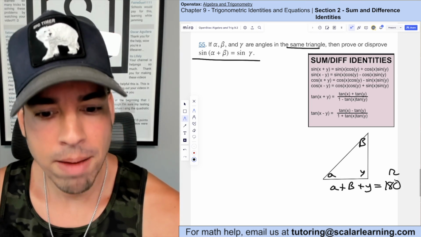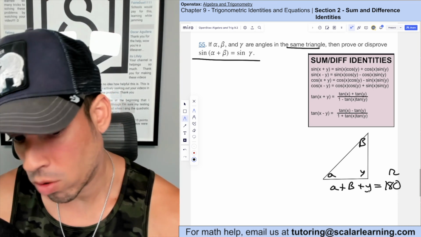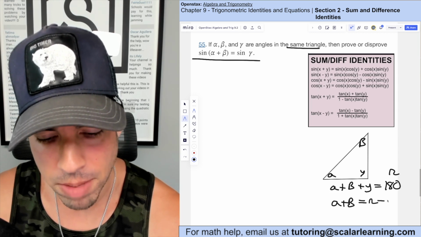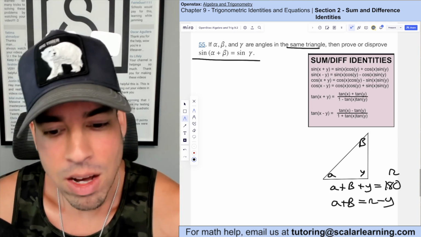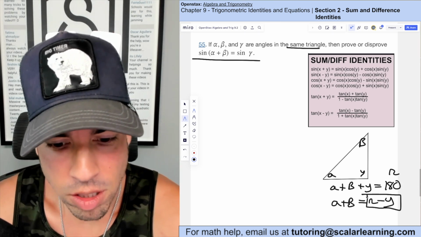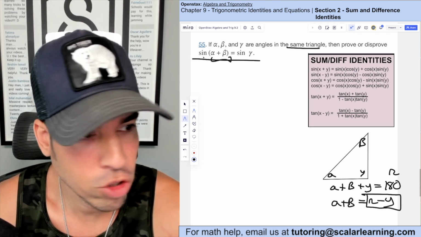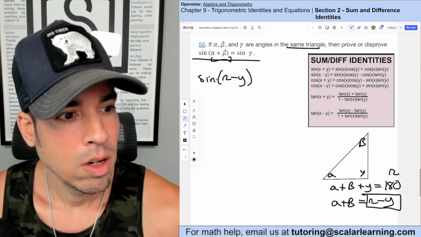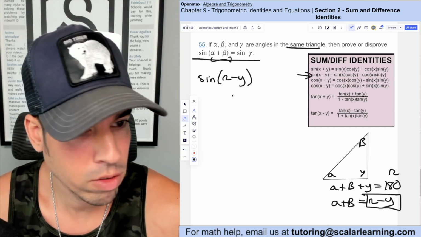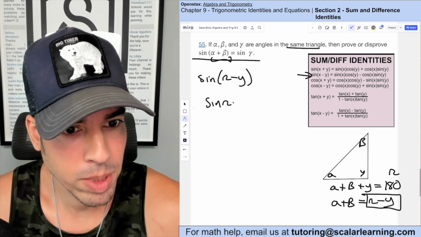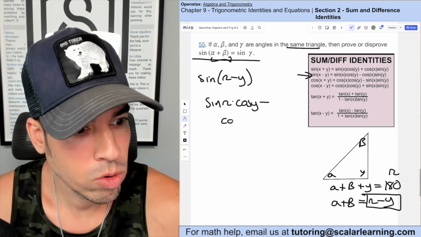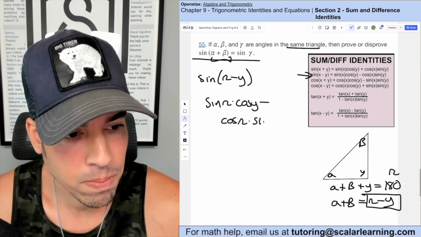Okay? So that means that if I subtract y or gamma from both sides, I know that A plus B, alpha plus beta, is equal to pi minus gamma. Okay. Now let's see where we can get with this fact. So I should be able to substitute this in for A plus B. So let's try that now because we already established that those are equivalent. Now let's expand this using our difference formula right here for sine. So it's sine of the first argument times cosine of the second argument, and then it's minus cosine of the first argument times sine of the second argument.